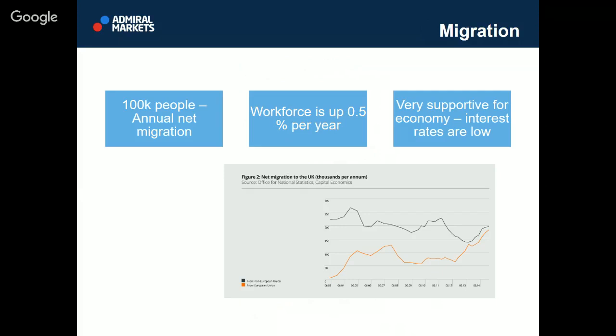The thing is, it's not that huge of a problem, and I don't think that it is, because most migrants from the European Union came to the United Kingdom to work, and they boosted the workforce by around 0.5% in 2015. So the workforce has been boosted annually by 0.5%, and that is very supportive for the economy because it keeps interest rates low.